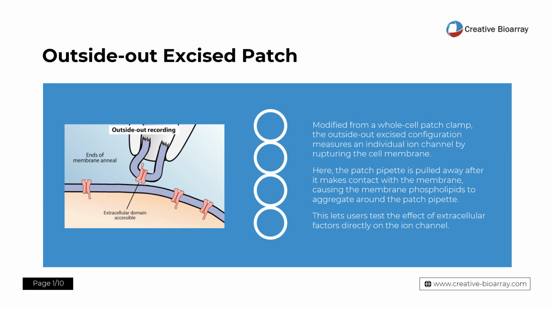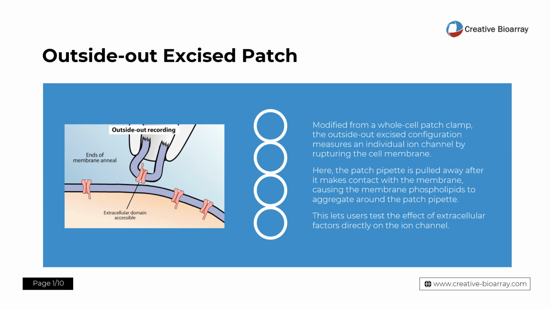Outside-out configuration. Modified from the whole cell patch clamp, outside-out excised configuration measures an individual ion channel by rupturing the cell membrane. Here, the patch pipette is pulled away after it makes contact with the membrane, causing the membrane phospholipids to aggregate around the patch pipette. This lets users test the effect of extracellular factors directly on the ion channel. This configuration disrupts cellular cytoskeletons and requires skilled workers to manipulate the cell without completely letting the cytosol leak into the bath solution.